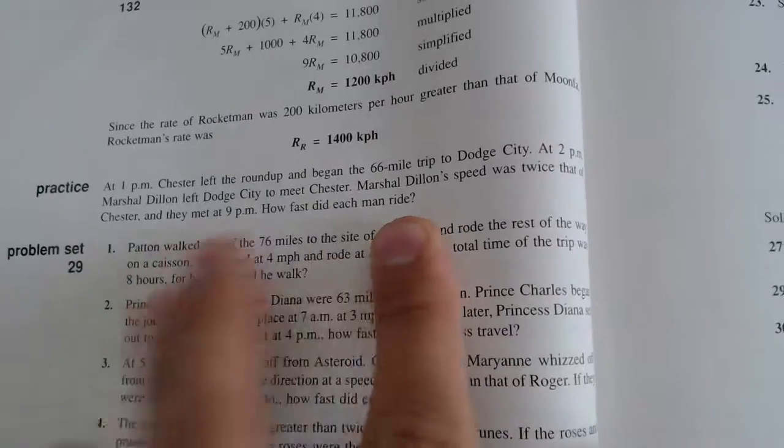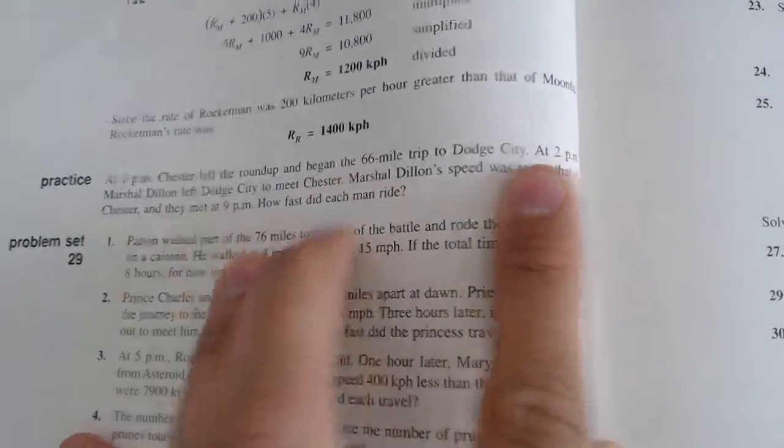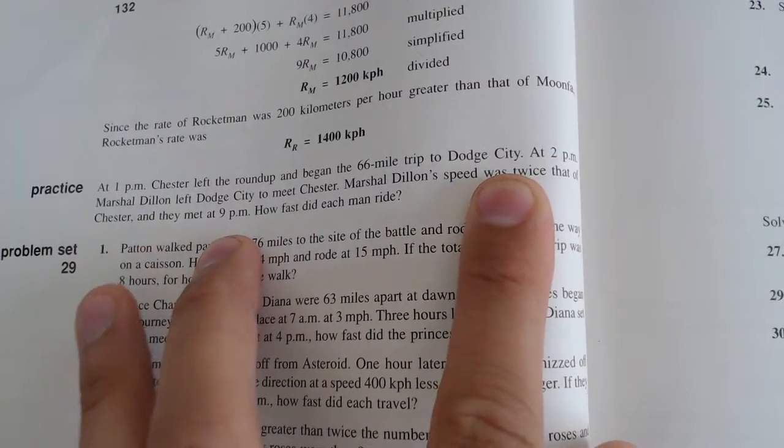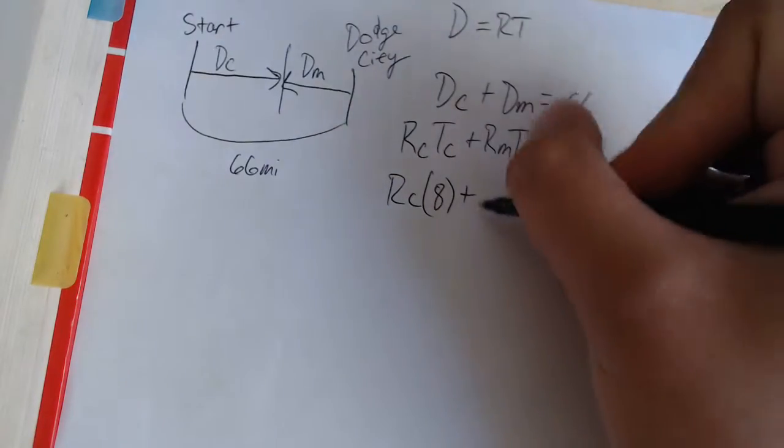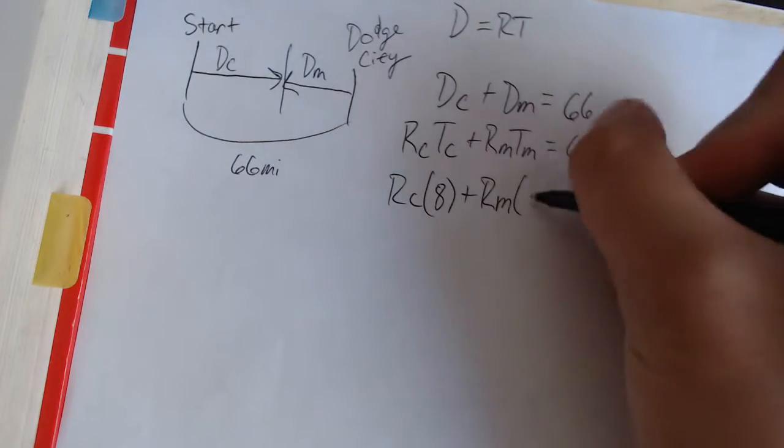Now let's see if we can figure out the time of Marshall. Let's see here, it says at 2 p.m. Marshall left, and then he met at 9 p.m. So from 2 to 9 is 7 hours. So we go back over here, go ahead and put in rate of M, and his time is going to be 7.